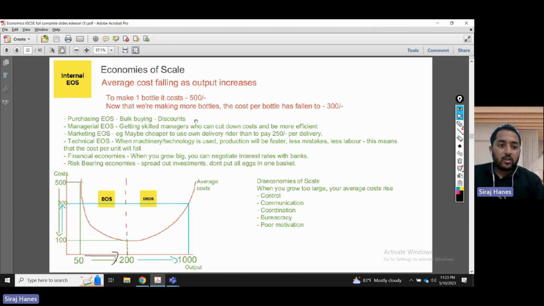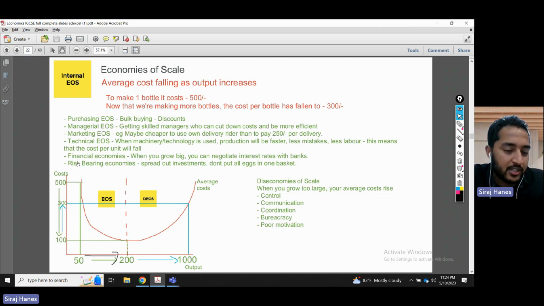Now for another important concept, this is called economies of scale. Economies of scale is the average cost falling as our output increases. When we produce more, our cost per unit is falling. Let's say, for example, we make water bottles. The more we produce water bottles, the cost of water bottles fall. If you make one water bottle, it costs 500. But the more water bottles, that means each water bottle is now fallen down to 300. How did that happen? This is called economies of scale. Let's find out how it happens.